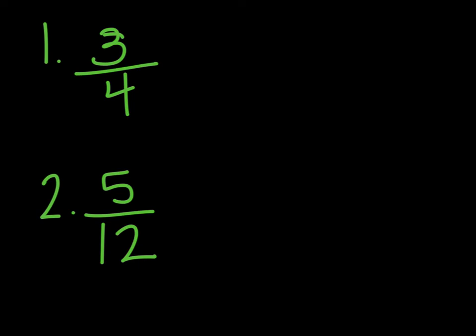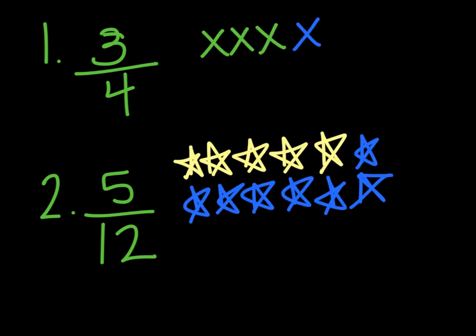And then the numerator tells you how many need to be shaded or need to be a different color, or whatever it is you want to do. Pause the video and come back to see if your model matches mine. Okay, so here is my model for 3/4. I have 4 X's and 3 of them are green. So 3/4 of my X's are green. Here's my other model for 5/12. I have 12 stars and 5 of them are yellow. So 5/12 of my stars are yellow.